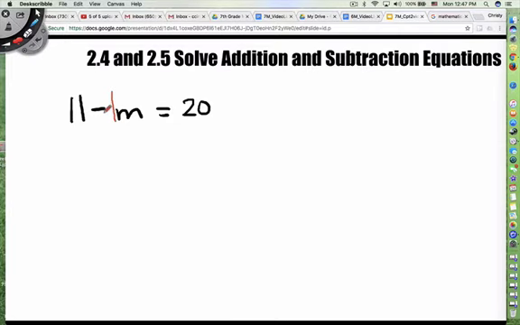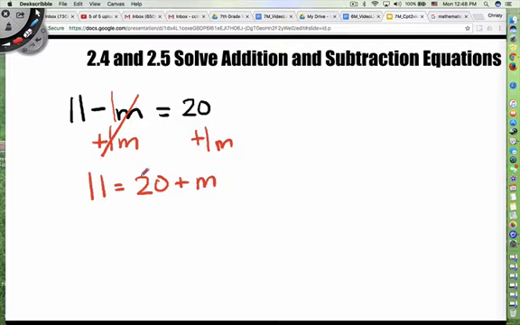Now, before we move on to multiplication and division, because you can solve it that way, what we can do is just move this negative 1m to this side. So let's cancel it out on this side by adding 1m. Okay, it cancels here, and we're also adding to this side because of the addition property of equality. So now we have 11 equals 20 plus m.